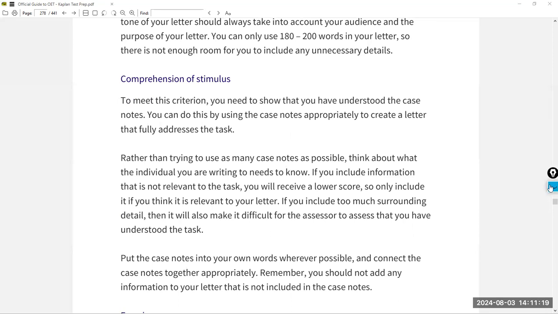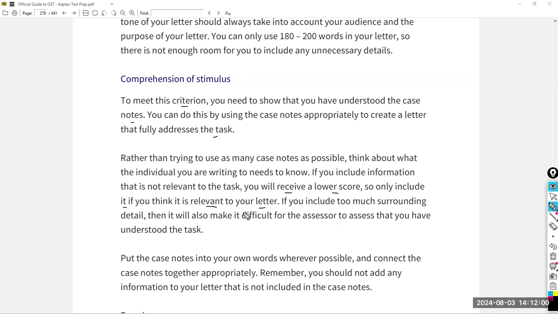Now, comprehension of stimulus. To meet this criterion, you need to show that you have understood the case notes. You can do this by using the case notes appropriately to create a letter that fully addresses the task. Rather than trying to use as many case notes as possible, think about what the individual you are writing to needs to know. If you include information that is not relevant to the task, you will receive a lower score. So only include it if you think it is relevant to your letter.